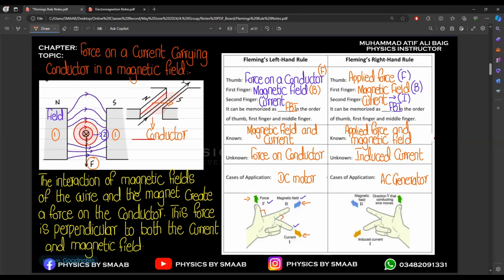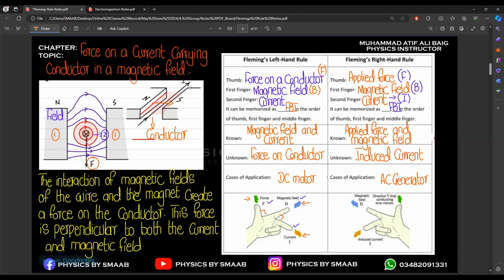So this will help you to understand the difference, that known quantities are different in both cases and unknown quantities are also different in both cases. So definitely if they ask about induced current, it means you have to apply the right hand rule. And if they are asking about an unknown force direction, it means you have to apply the left hand rule. So this is the difference.